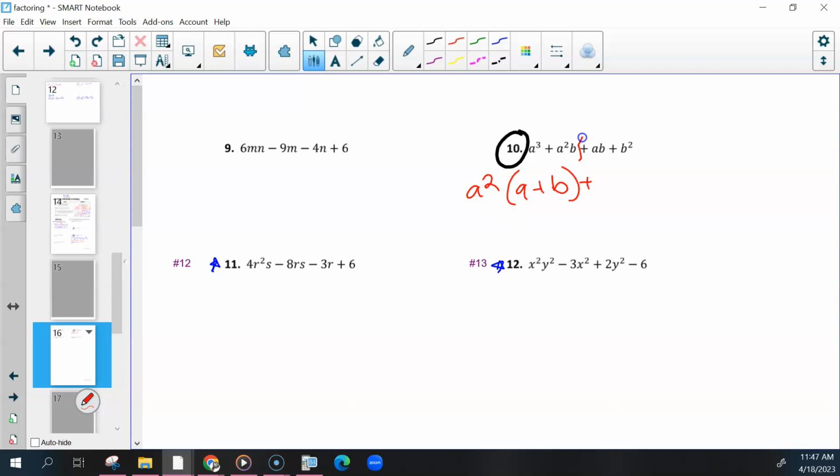What did the second two have in common? B. So if we divide B out of both, what's left? A plus B. And then what would our final answers be? A squared plus B and A plus B.